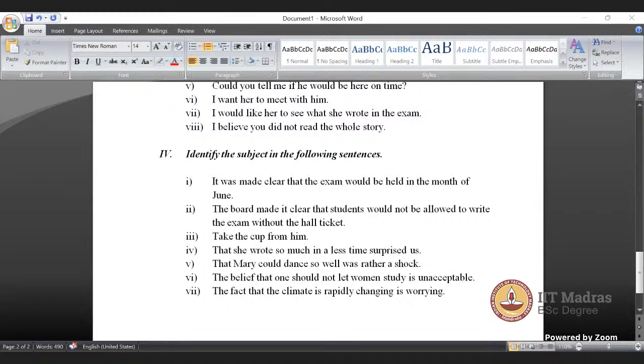Right. The board made it clear that students would not be allowed to write the exam without the hall ticket. Subject. The board made it clear that students would not be. Okay, correct. All right.